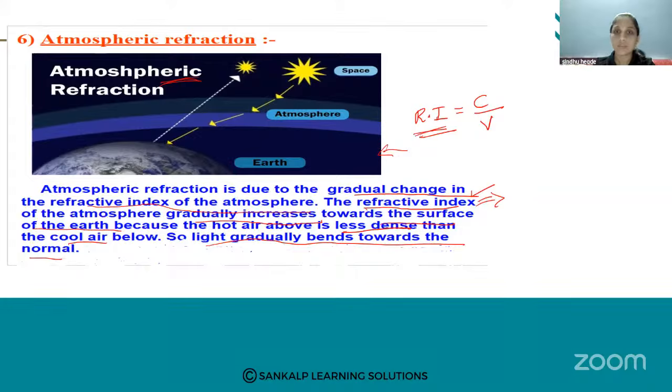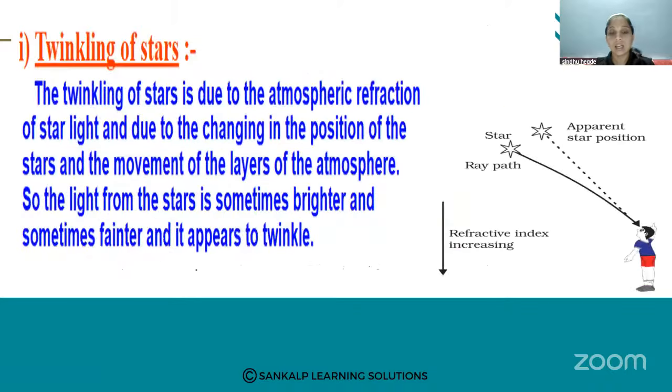We know the definition of refractive index. Mainly the change in refractive index is the reason for atmospheric refraction. And again, different layers having different temperature and density is also a main reason for the refraction. This is all about atmospheric refraction.